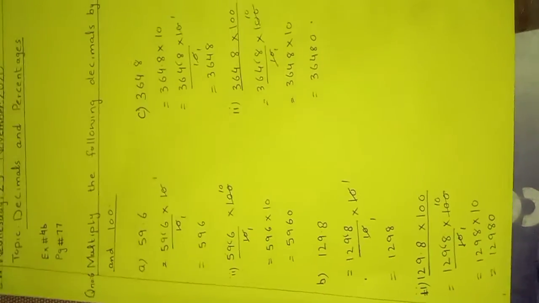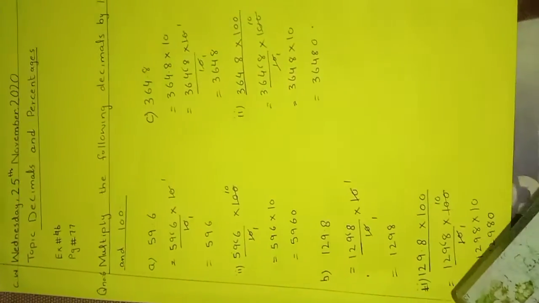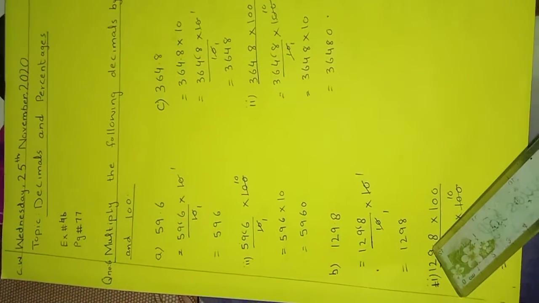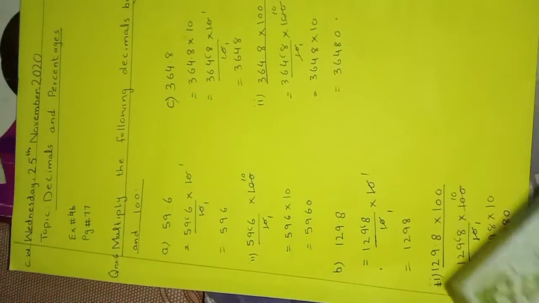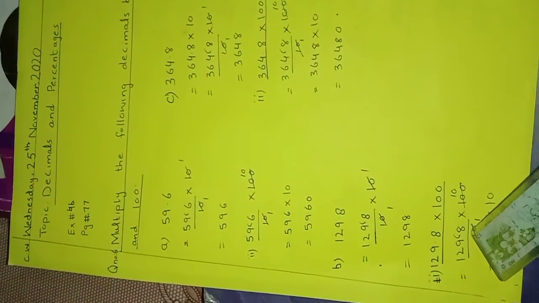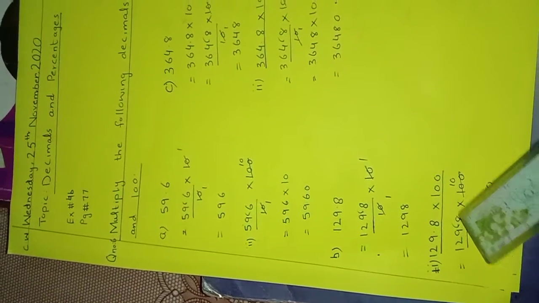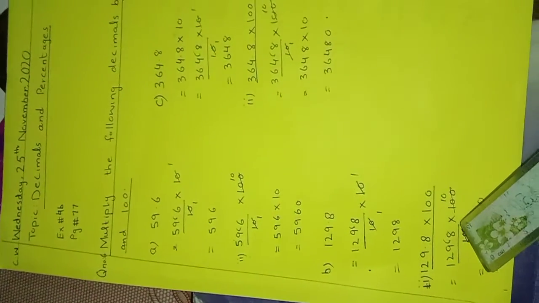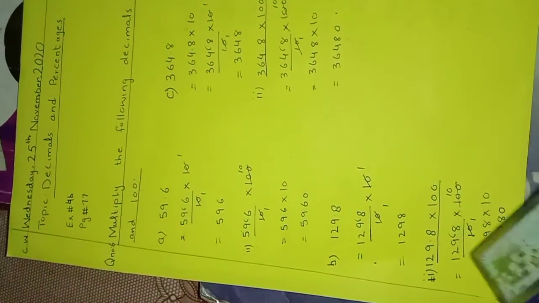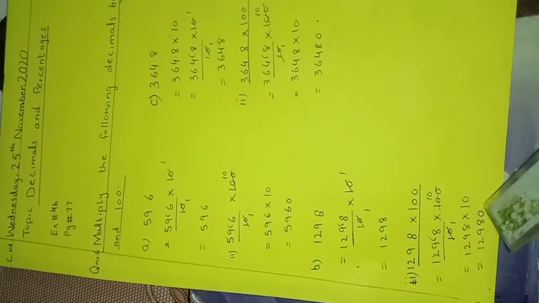After that, move on to its second part. 129.8 multiplied by 100. First of all, we will remove the point, and it will be 1298 divided by 10 multiplied by 100. Now we will cut them. 10 ones are 10, 10 tens are 100, and multiply the rest. 1298 multiplied by 10 is equal to 12980. This is your answer. Let's see C part.